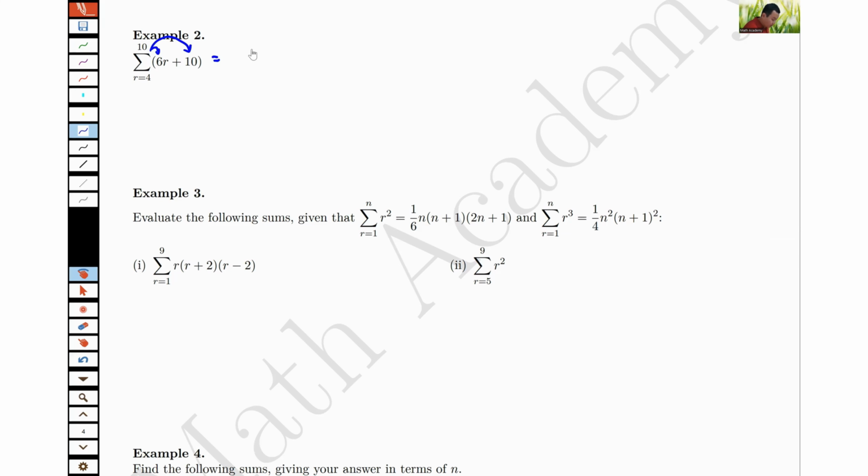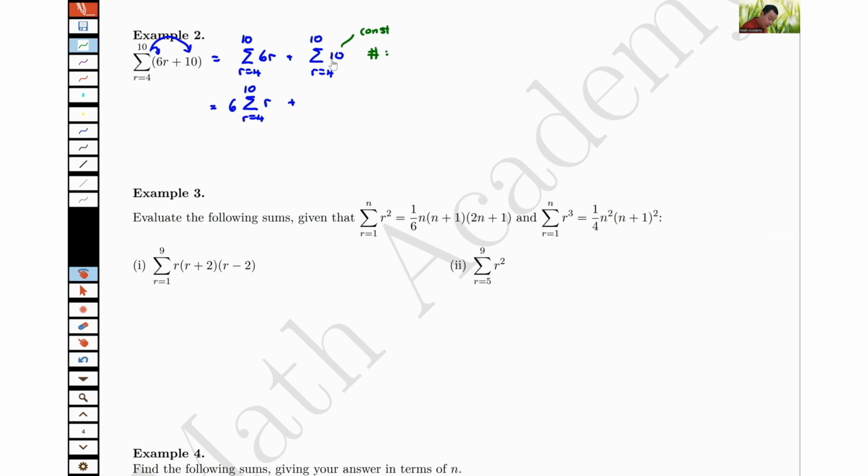So we open up sum of 6r, continue to copy the limits, plus sum of 10. Any coefficient, we will always shift out as well. Sum of 10 is a sum of constant. We will need to count how many terms we have.